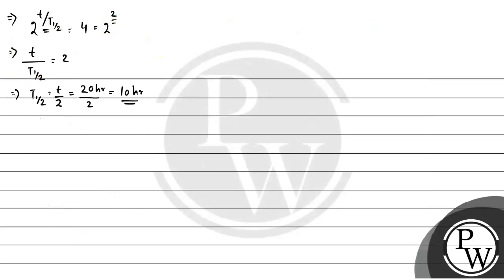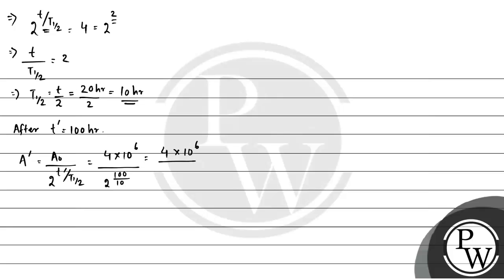We have T half, so after 100 hours means T dash is equal to 100 hours. We have to find the disintegration rate. Let it be A dash is equal to A naught by 2 to the power T dash by T half. A naught is given as 4 into 10 to the power 6 divided by 2 to the power T dash by T half, where T dash is 100 and T half we have already found as 10. So this can be written as 4 into 10 to the power 6 divided by 2 to the power 10.